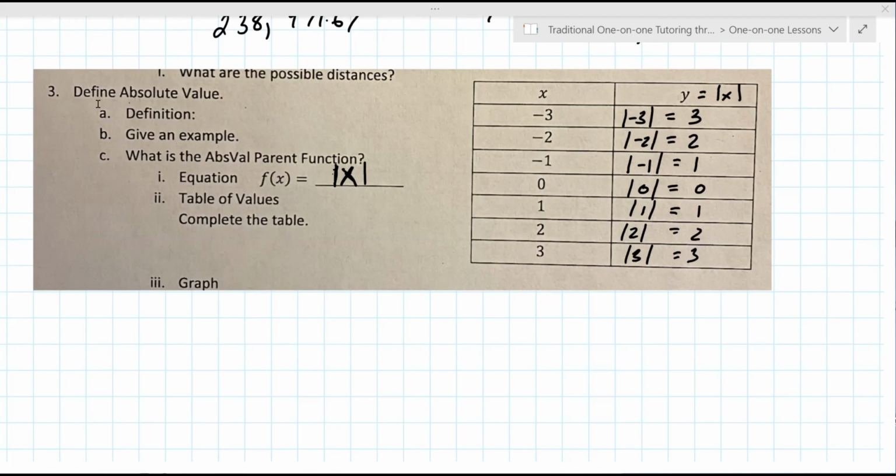Great. So let's go back and do A and B. A says to give a definition. Definition is like distance. That's the first question that we're asked today. So you can think of absolute value as the distance from something. That's a reasonable thing.